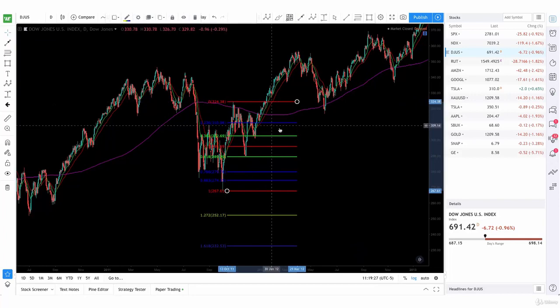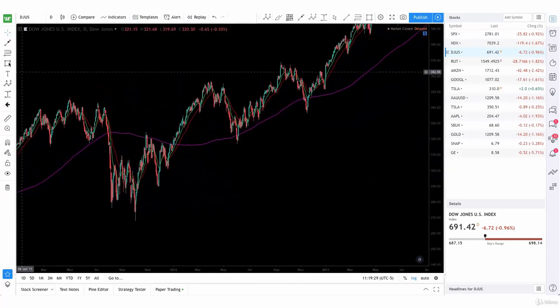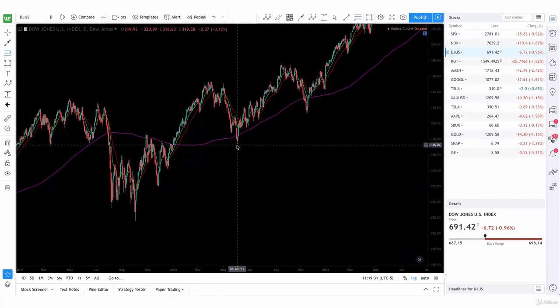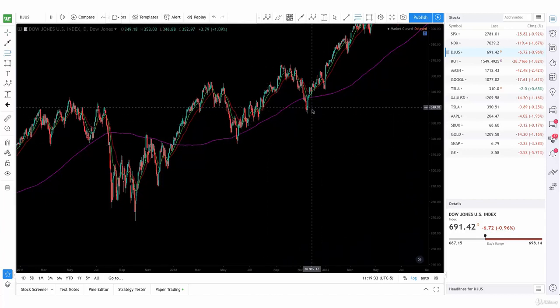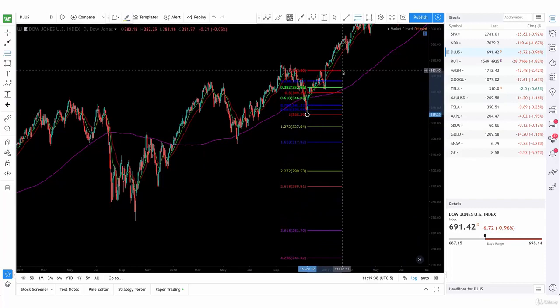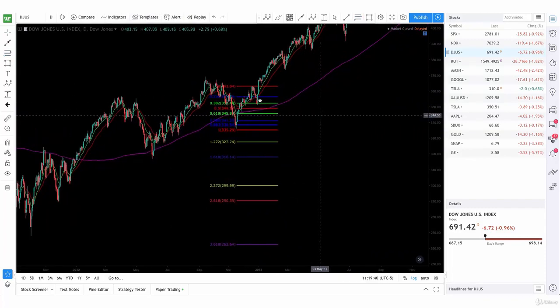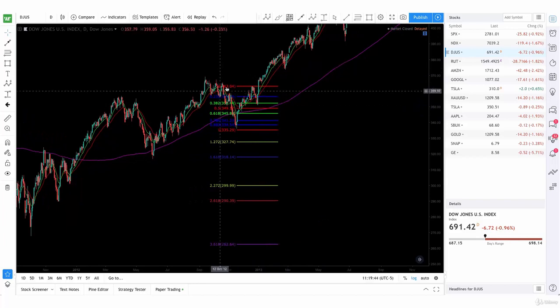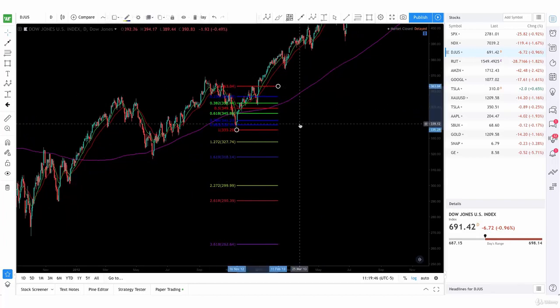Now, there's only one example. We can keep looking at impulse waves, see how they're doing. For example, this one. So this bottom and then this top over here. Boom. See, it held at 0.382 and then it just rallied up from there. So that's what you're going to keep trying. Keep looking at the impulse waves, looking for the buying opportunity.